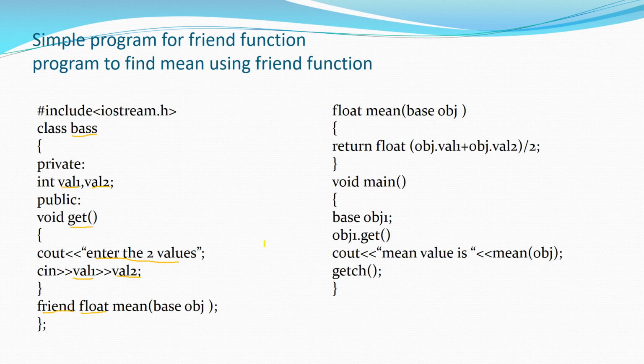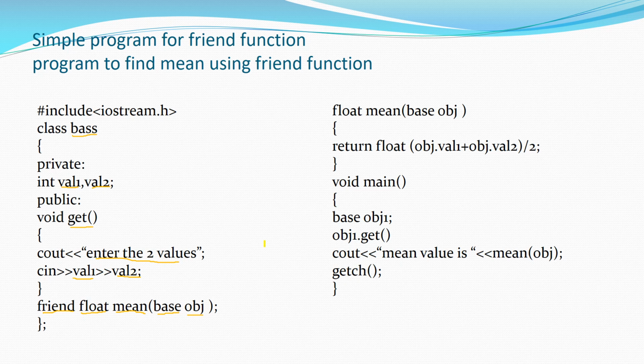And I have given a name for a friend function as mean. Mean is the name of a friend function. And I have passed the arguments or a parameter. How am I going to pass? By using a class name called base. And I have created an object called object. This object will hold the value which is being passed to the friend function. This is how I'm going to create a prototype inside the class.